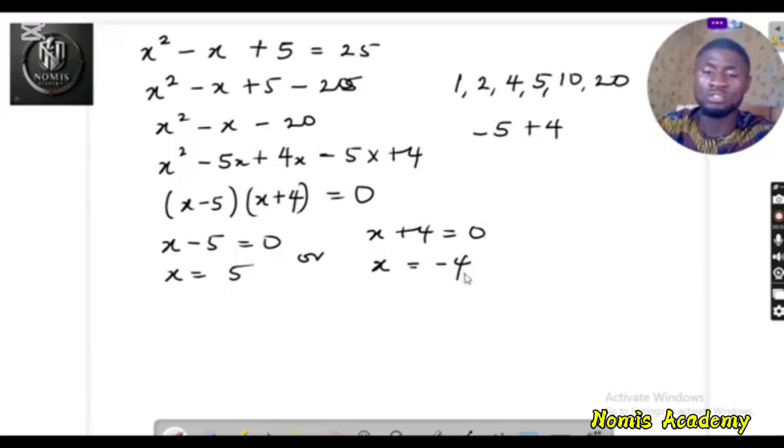If x is equal to minus 4, how do we count people and say that we have minus 4 people? That does not exist. So we go with the positive integer. That means x, which denotes the number of people that take the two together, is equal to 5. So the answer for the value of x is 5.